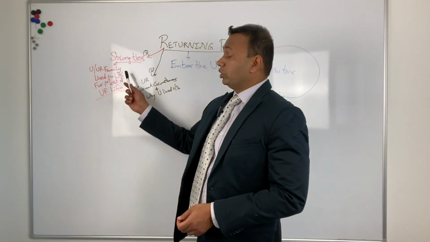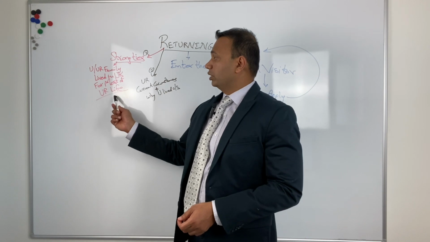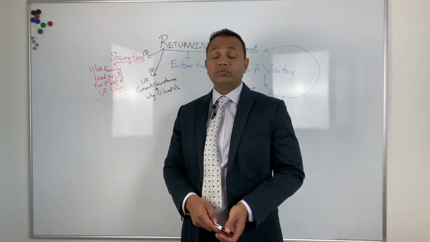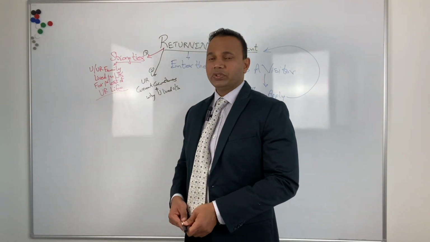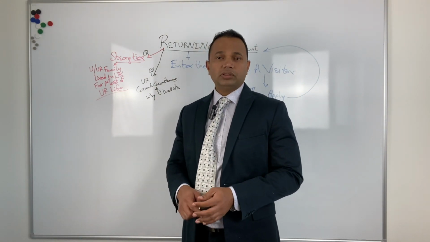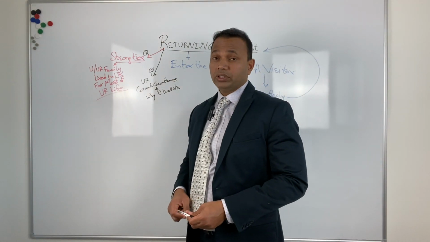So what you have to prove is you or your family lived in the UK for most of your life. Your family may have lived here, you may have gone out, or the whole family might have gone off along with you. Doesn't matter. It depends on your individual circumstances. So you should prove that you have strong ties to the UK.